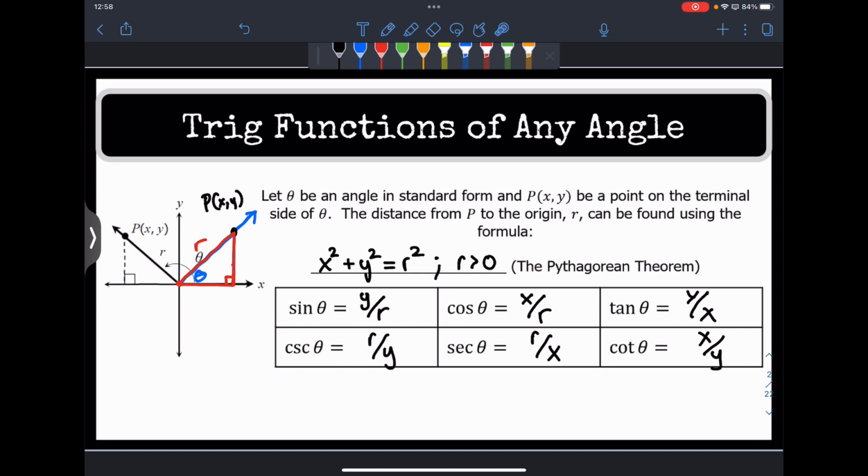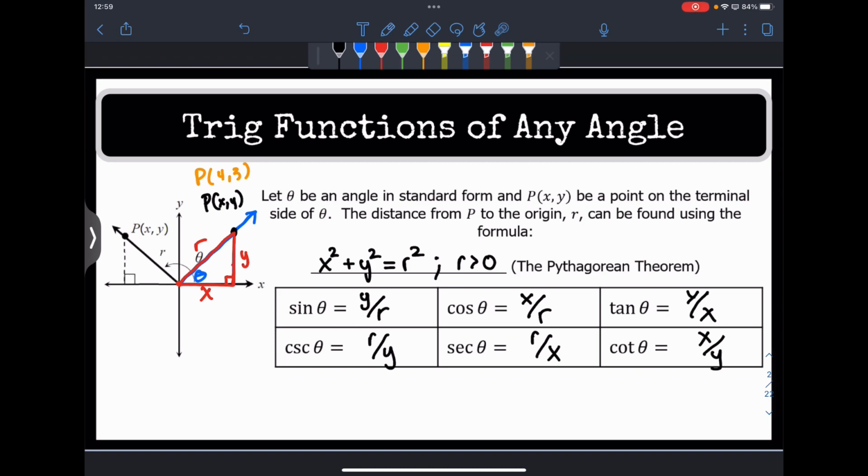If I'm looking at this red triangle right here, the horizontal distance is the distance that we move to get to the x coordinate. So let's say I'm at the coordinate of, for example, 4, 3. To get to 4, 3 from the origin, I would have to move 4 units to the right and 3 units up. So my horizontal distance is x, and my vertical distance would be whatever the y coordinate is.